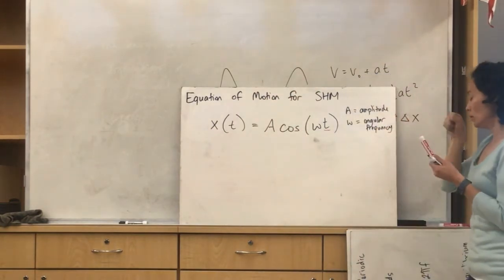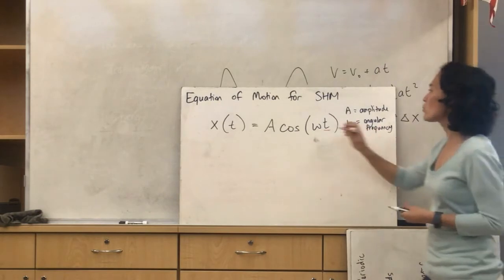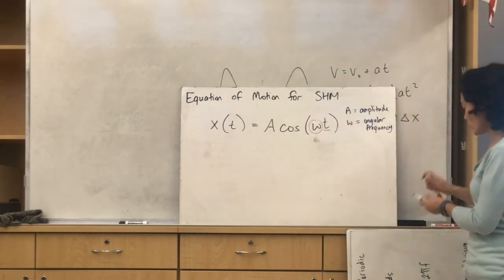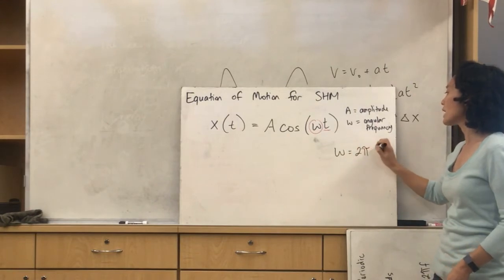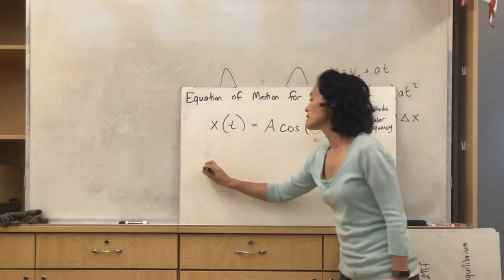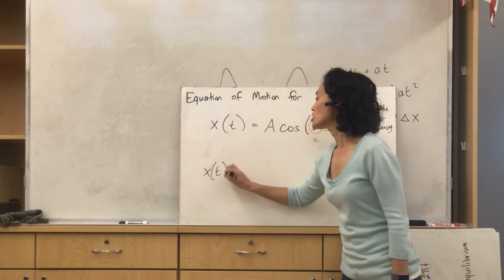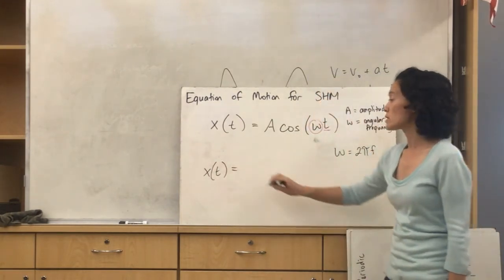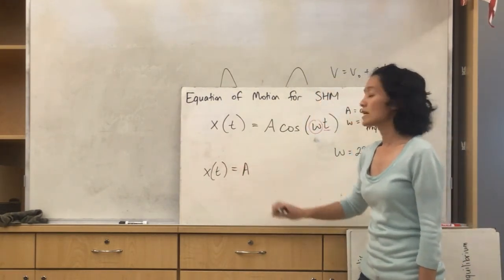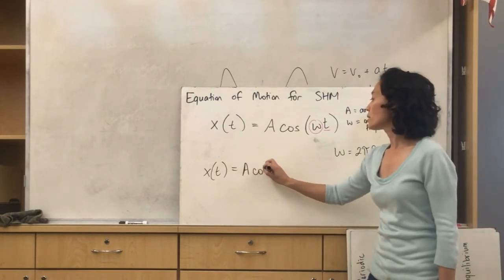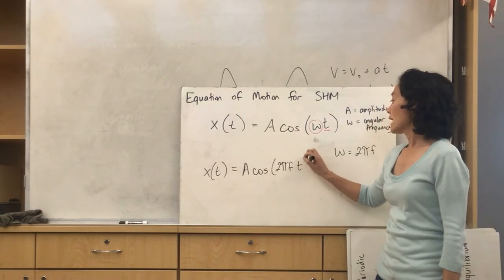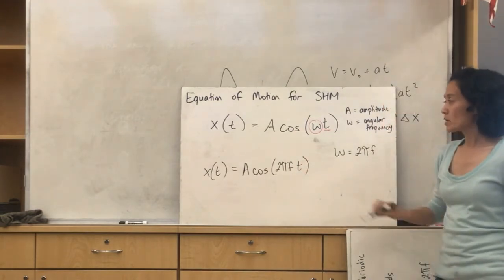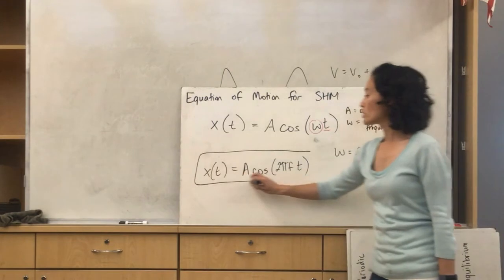Okay? But remember, we have another way to represent omega. We can represent omega in terms of frequency, so 2 pi f. So we often see the equation written as the position of a simple harmonic oscillator can be found by taking the amplitude and multiplying it by the cosine of 2 pi f t at a given point in time. So this is the equation that's on your equation sheet.